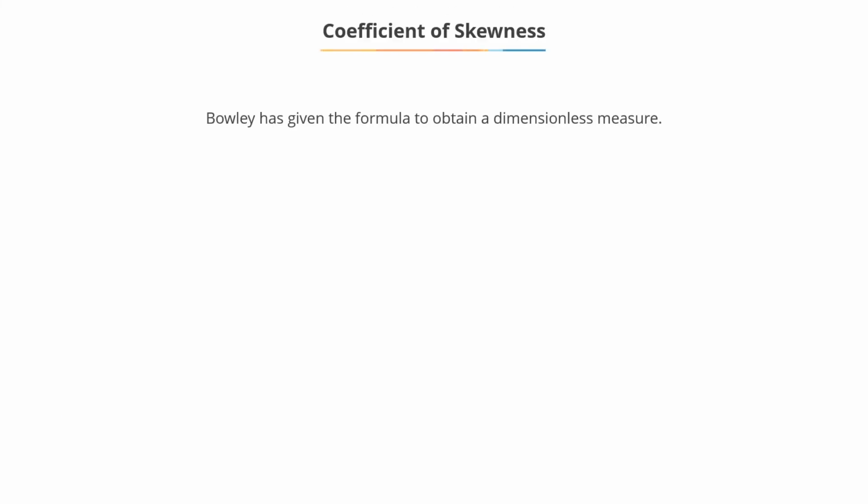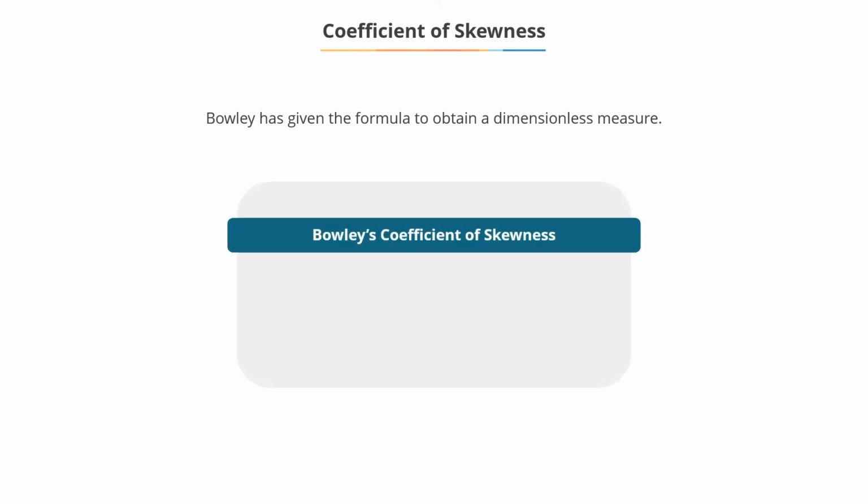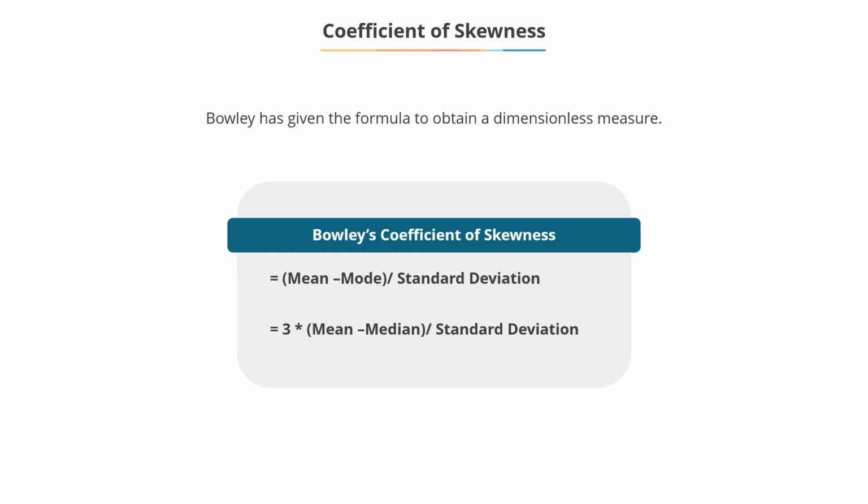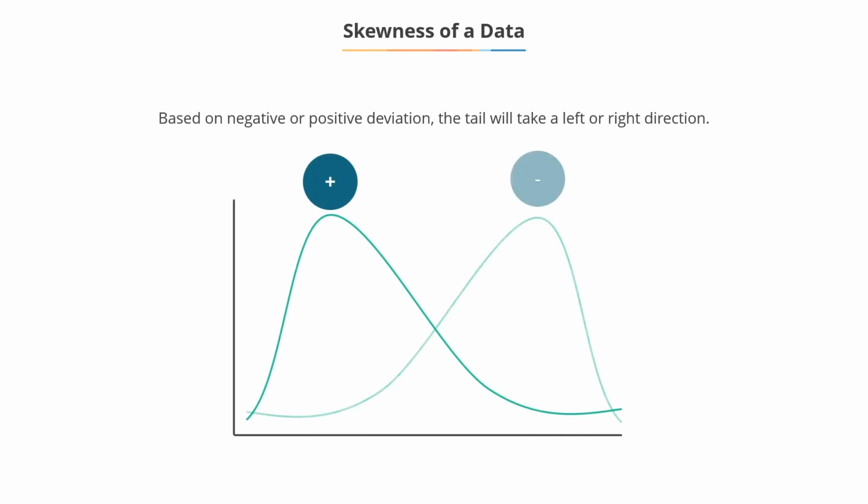Bowley has given a formula to obtain a dimensionless measure. It is coefficient of skewness equals mean minus mode by standard deviation, which equals 3 multiplied by mean minus median by standard deviation. Depending on the negative or positive deviation, the long tail will be to the left or right.